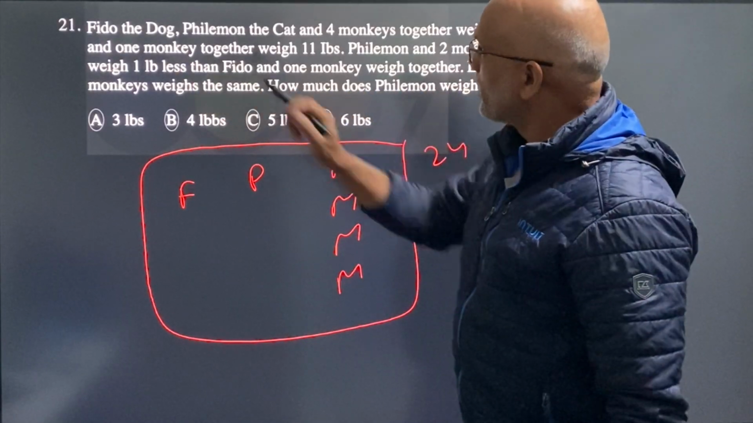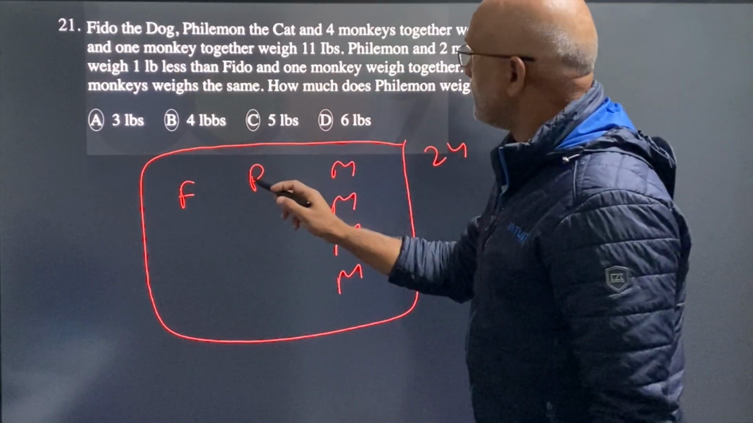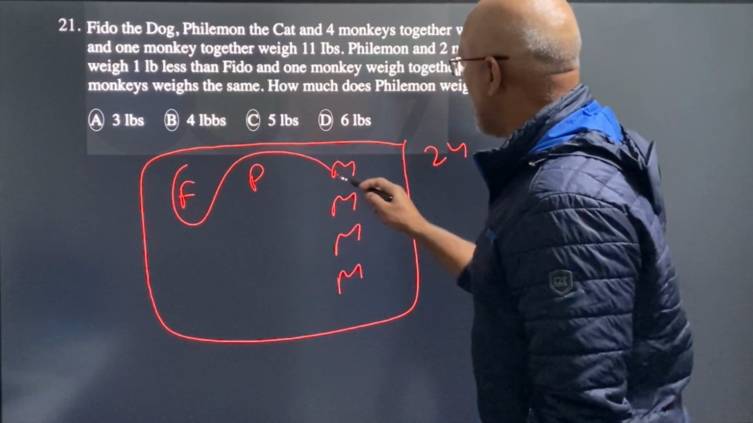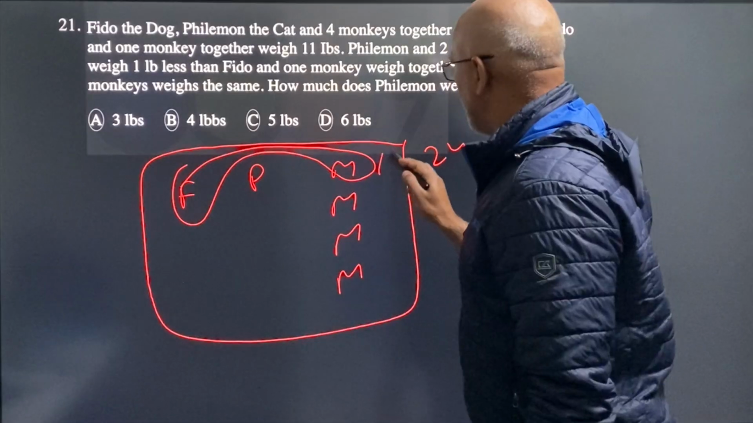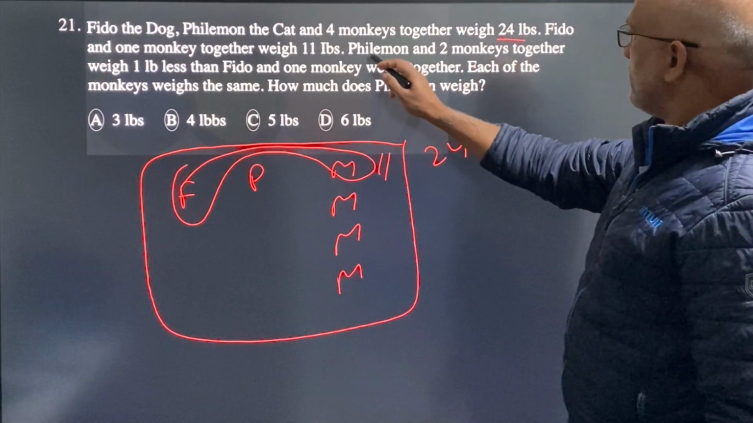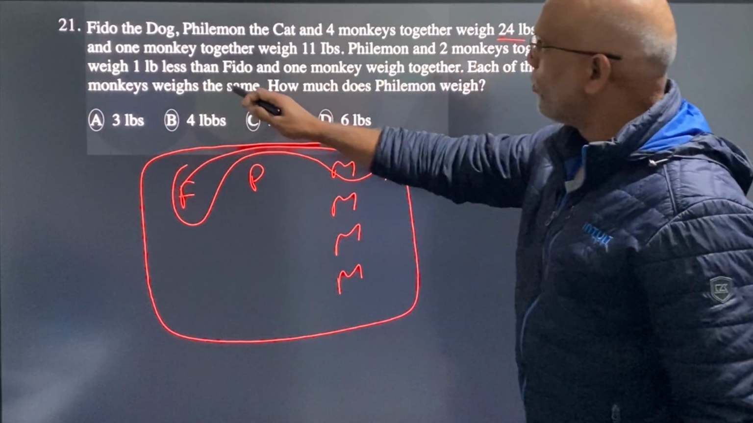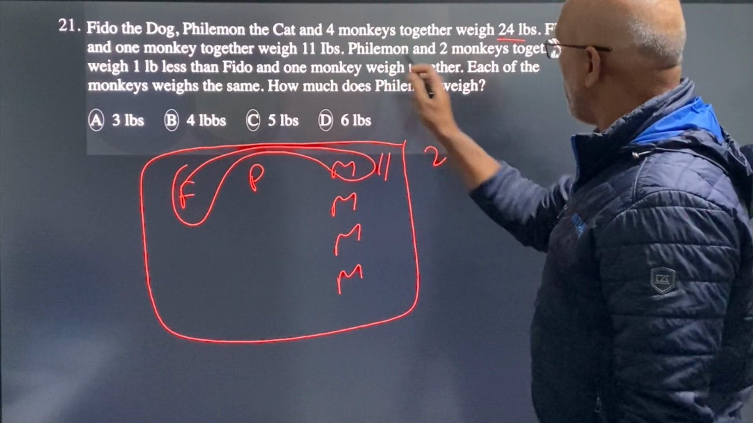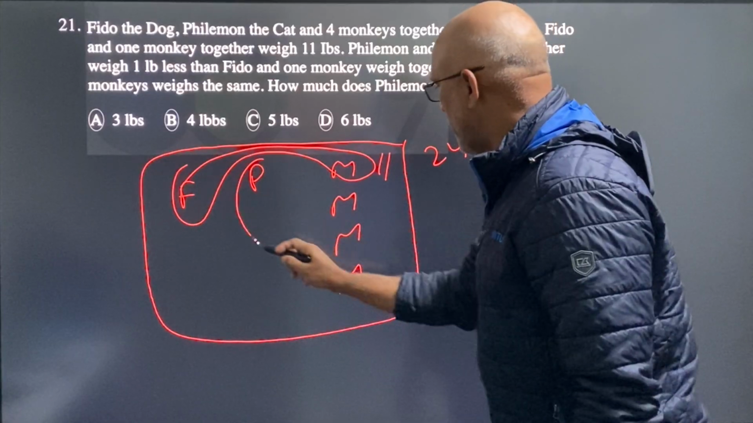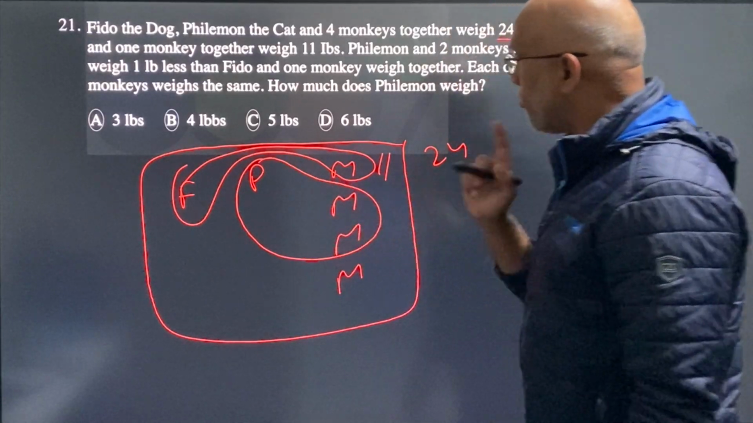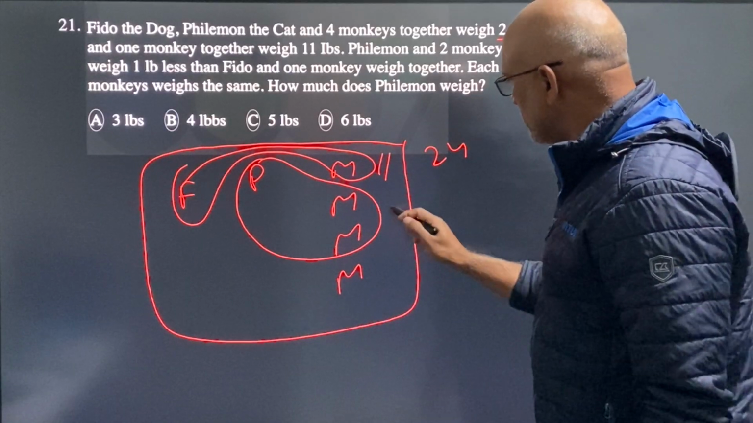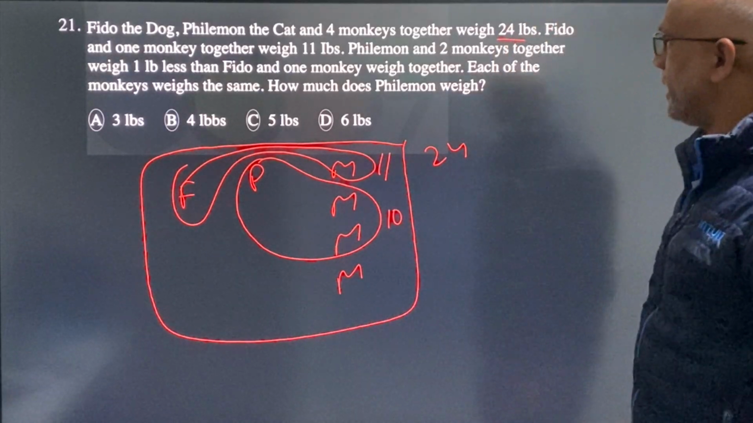Fido and 1 monkey together weigh 11. So Fido and 1 monkey, this is 11. Okay. Philemon and 2 monkeys together weigh 1 pound less than Fido and 1 monkey. So Philemon and 2 monkeys weigh 1 pound less than Fido and 1 monkey. They weigh 11, so they must weigh 10, 1 pound less.